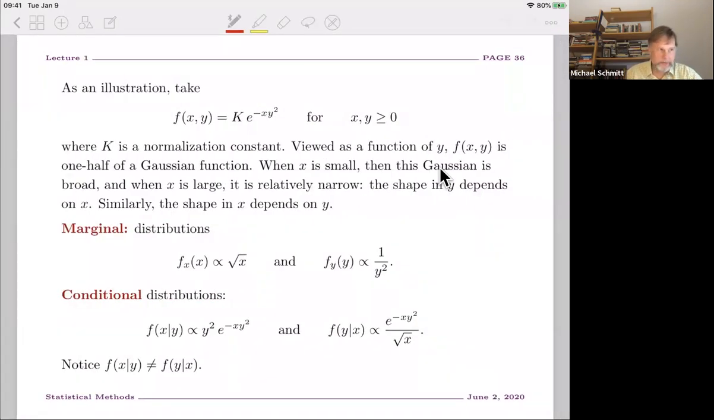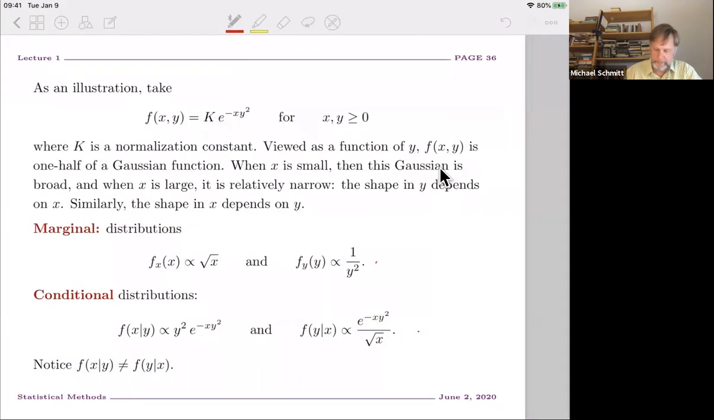As an illustration, we could look at this. I'll ask you to look at that on your own. I want to move forward. Now, let me move forward. This is just a simple illustration that gives you an immediate visceral feeling for the difference between the marginal distributions here and the conditional distributions here that are obviously by inspection not at all the same.